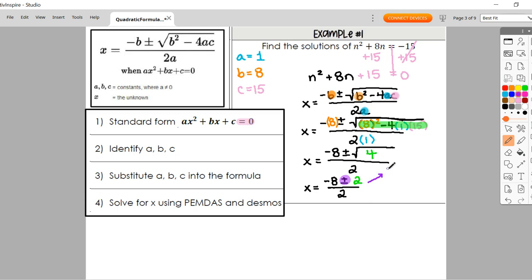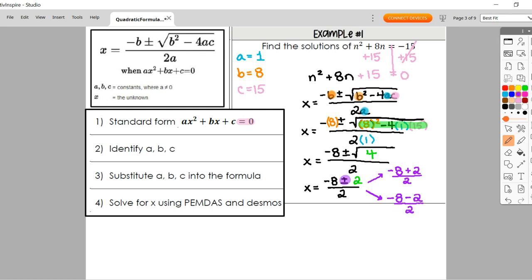The first answer is -8, keeping that -8, but in that plus or minus sign, I'm going to take the plus sign option of 2, all over 2. Then I'm also going to solve this again with -8 still, but now a subtraction of 2 instead of an addition of 2, all over 2. So I have to solve both.